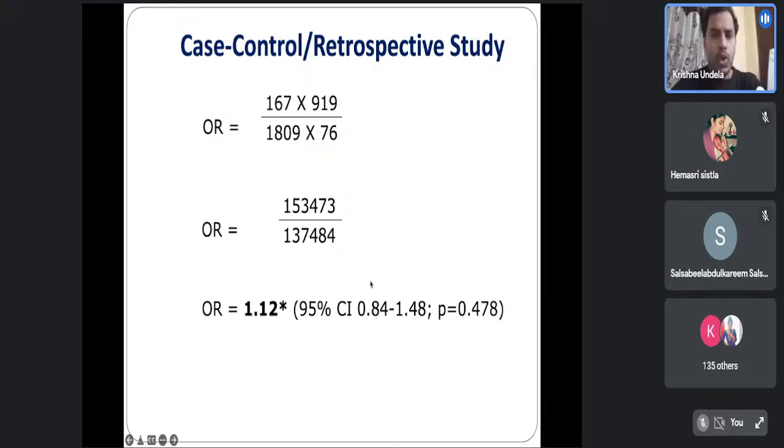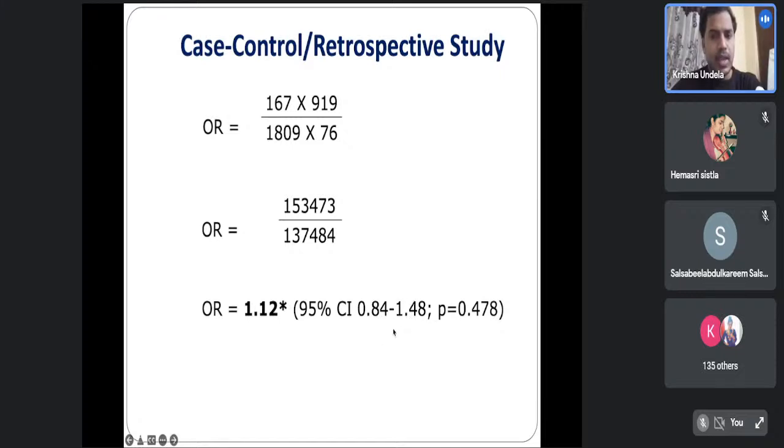Exactly. But before going to that, we can go one by one. First, we can see the odds ratio. What is the odds ratio? 1.12. So it is more than 1, and more than 1 actually means more risk. But what happened here in the confidence interval is that one value, 0.84, is less than 1, and one value is more than 1. That is 1.48.